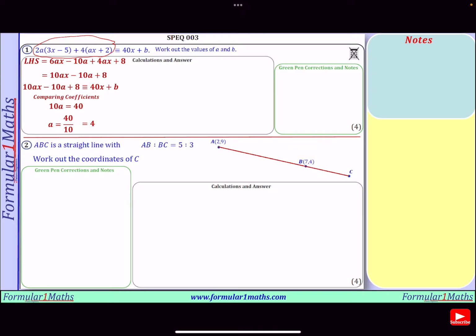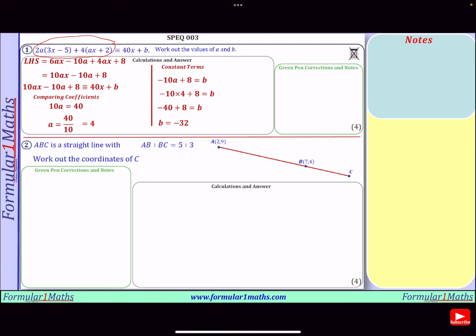We now look at the constant terms. For the left-hand side, the constant term is minus 10a plus 8. And for the right-hand side, the constant term is plus b. So we can equate those as well to get minus 10a plus 8 equals b. Because we know the value of a now, we can put it in to get minus 40 plus 8 equals b. Solve that, and we get b equals minus 32. And so the value of a is 4 and the value of b is minus 32.